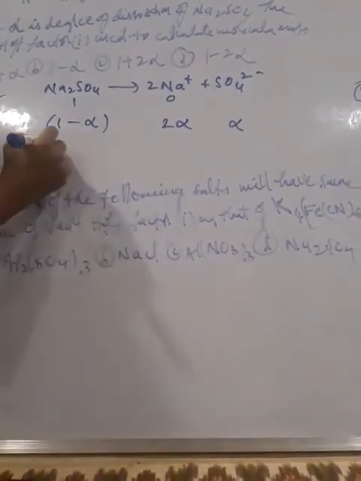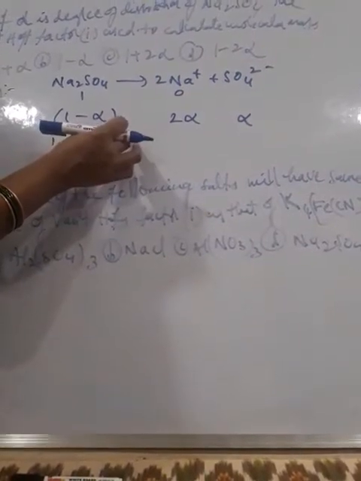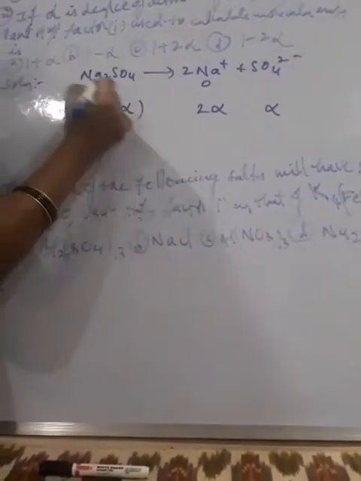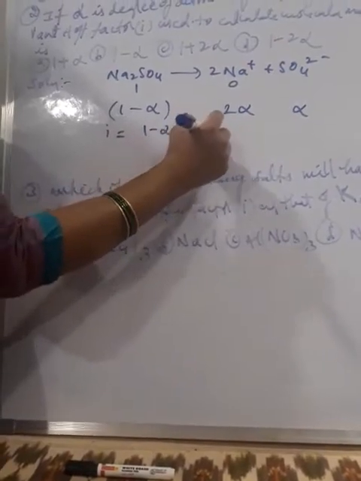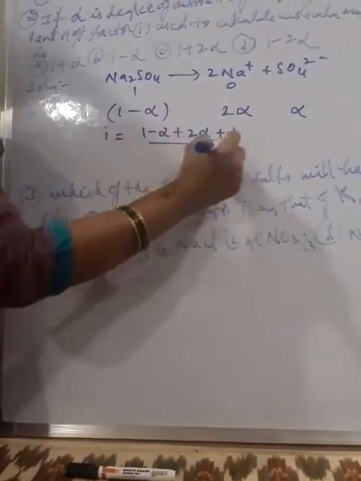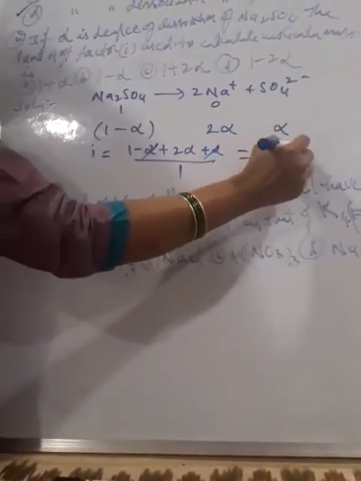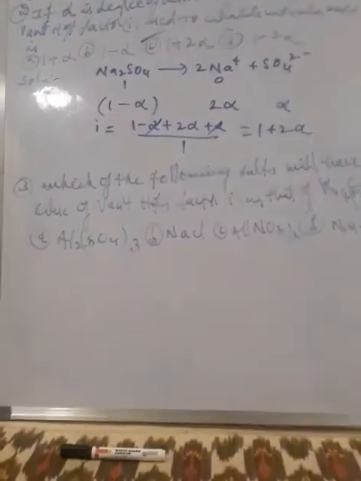Then i factor for this. i is number of particles after dissociation by number of particles before dissociation. So, number of particles after dissociation: 1 minus alpha plus 2 alpha plus alpha, by 1. Minus alpha plus alpha, so 1 plus 2 alpha. So 1 plus 2 alpha, option C is correct.